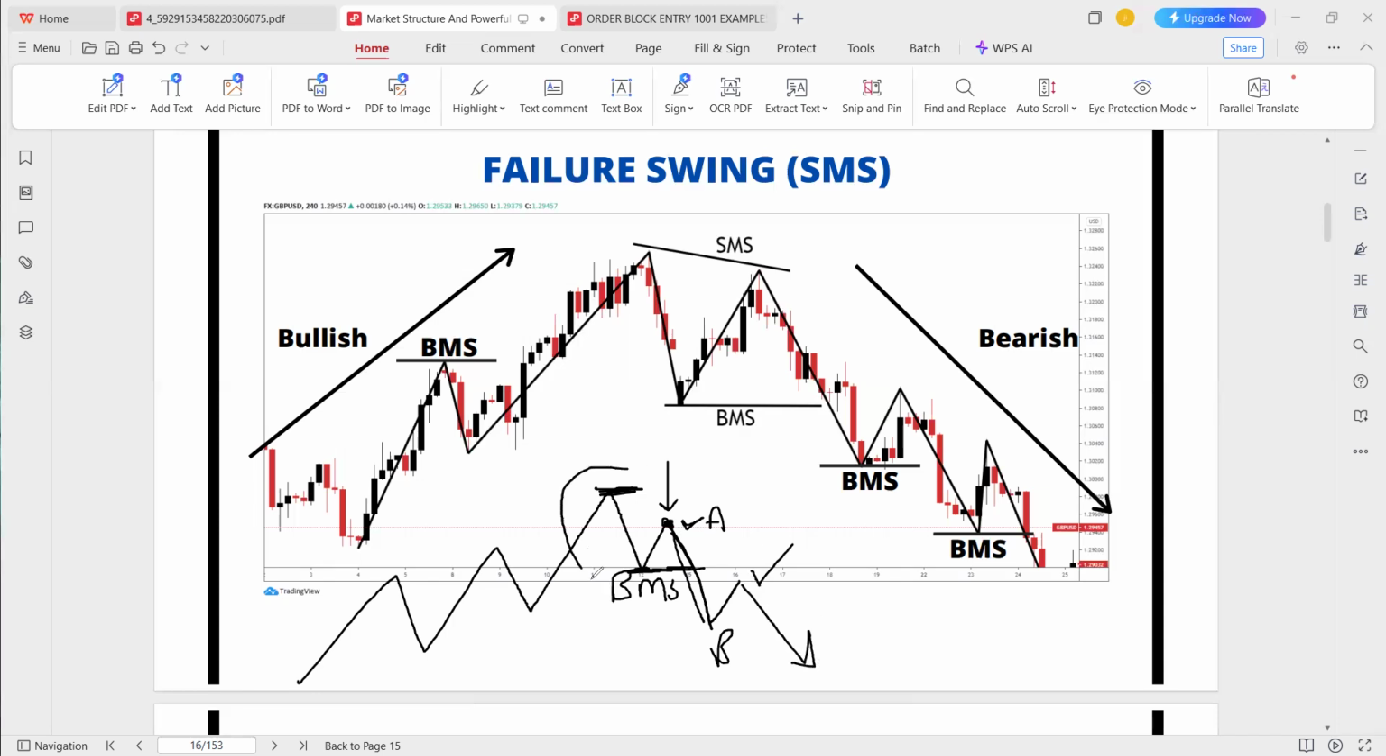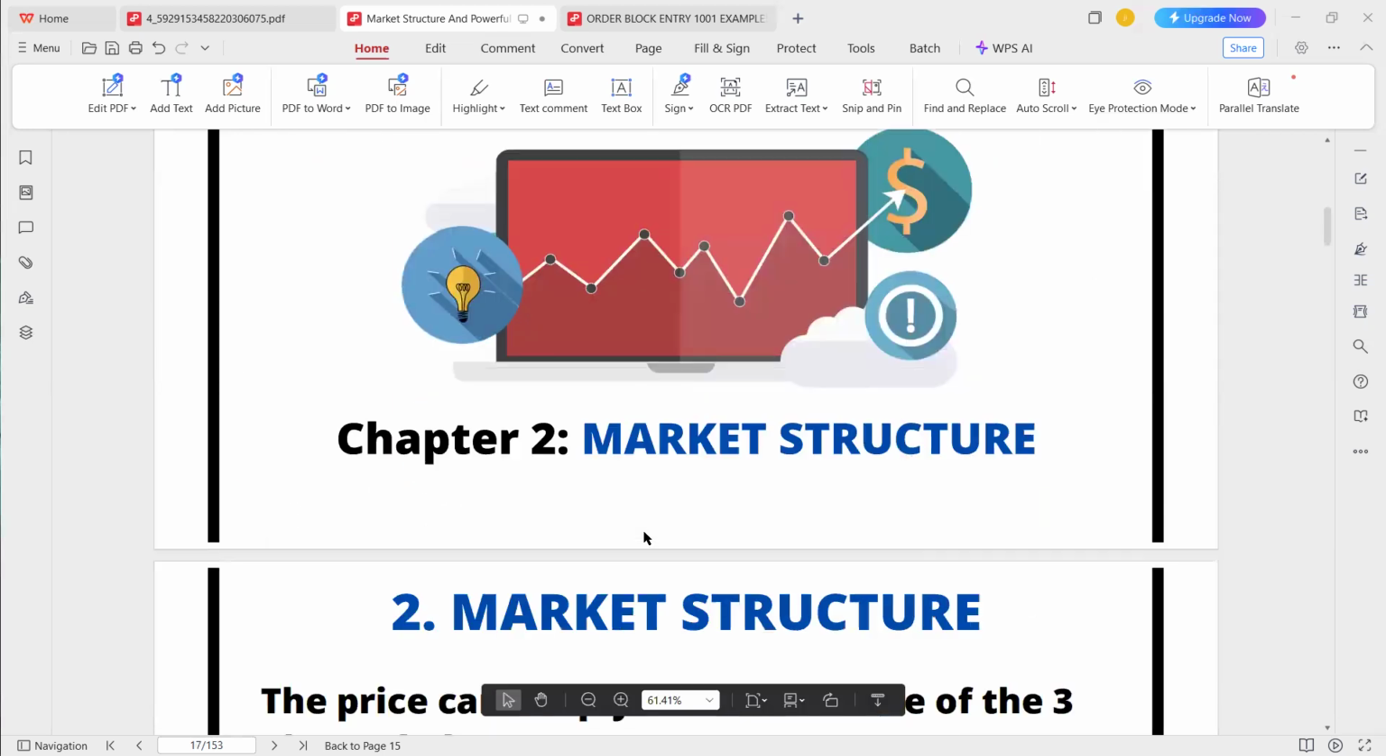So the first thing is always this. You need to identify that failure first. Once you identify it by a break of structure, then you can trade this actual trade. So that's a nice illustration there.